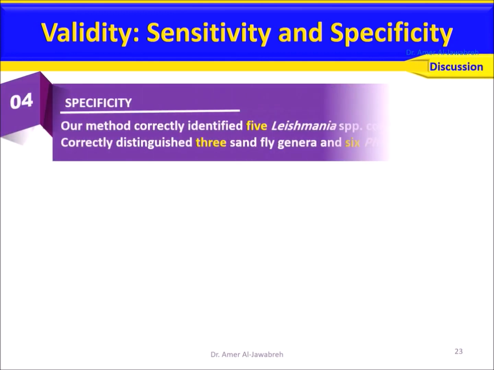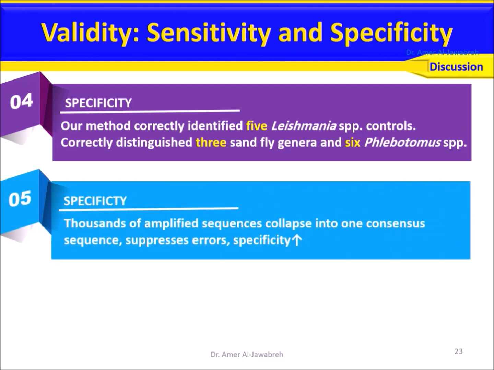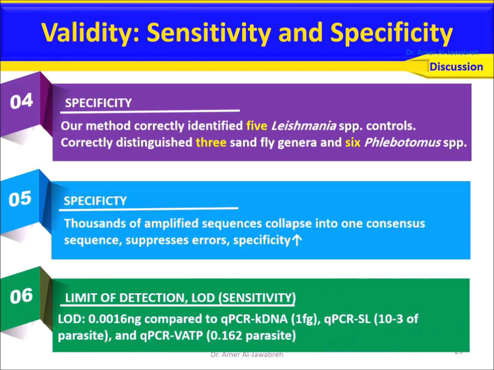4. Specificity. Our method correctly identified 5 Leishmania species and correctly distinguished 3 sandfly genera, as well as 6 Phlebotomus species. 5. Specificity. Thousands of amplified sequences collapse into one consensus sequence, suppressing errors and increasing specificity. 6. Limit of detection, LOD, or sensitivity. LOD is 0.0016 nanogram or 1.6 femtogram, which is comparable to other highly sensitive methods.